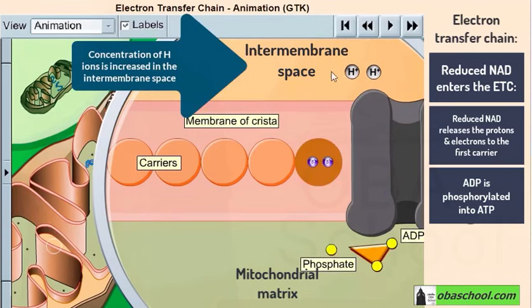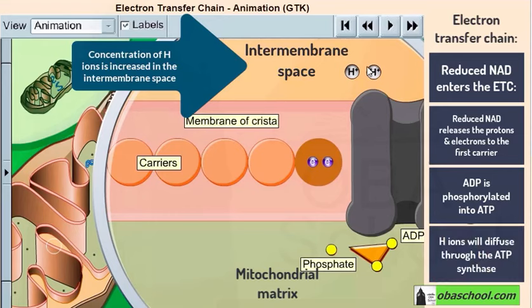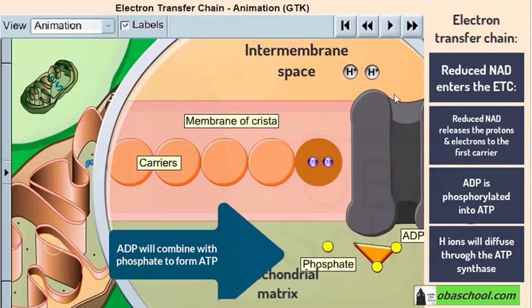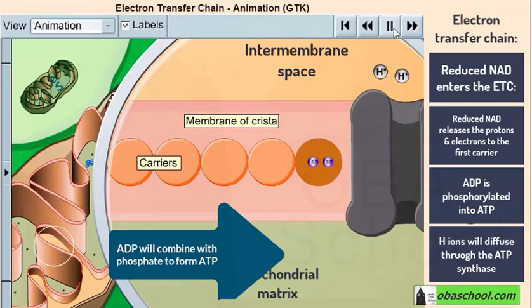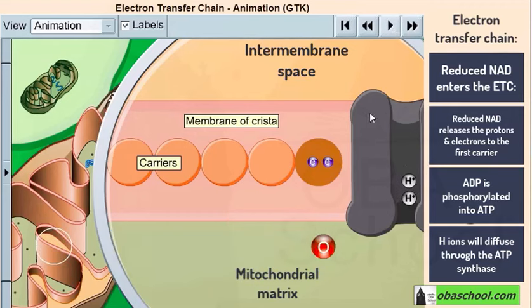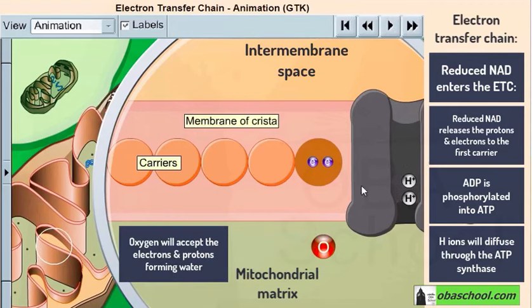You should know that the concentration of hydrogen ions is increased in the intermembrane space, making it more acidic, allowing H ions to diffuse through a special protein called the ATP synthase. It is in this direction where H ions pass through the ATP synthase so that ADP combines with a phosphate to form ATP. Afterwards, oxygen will accept the electrons and the protons, forming a water molecule.